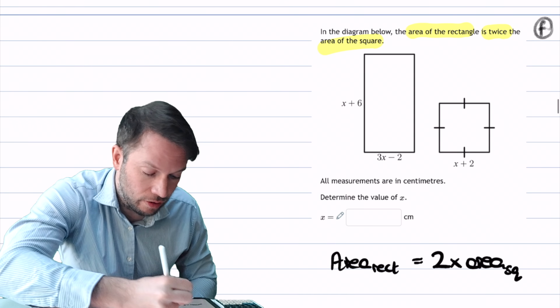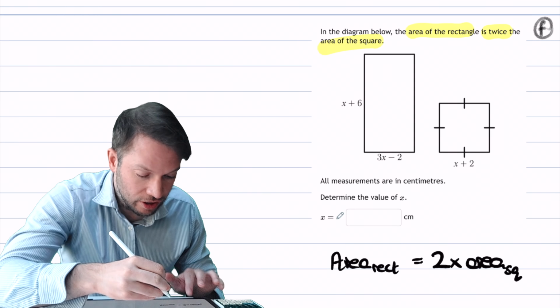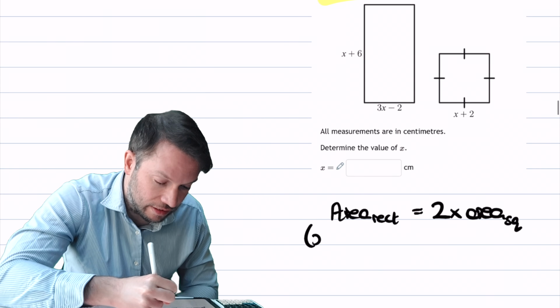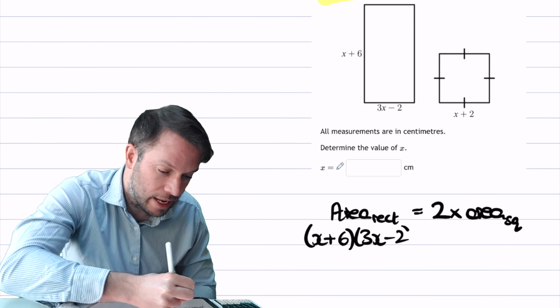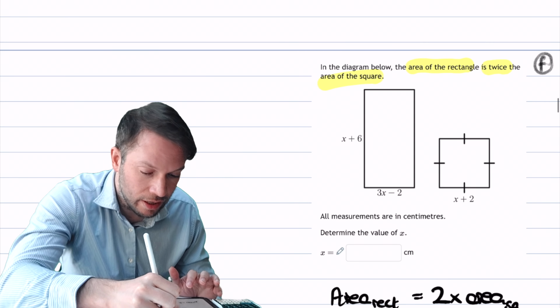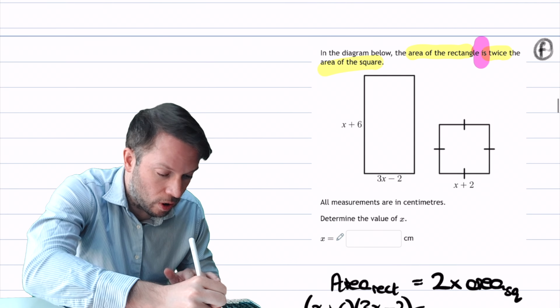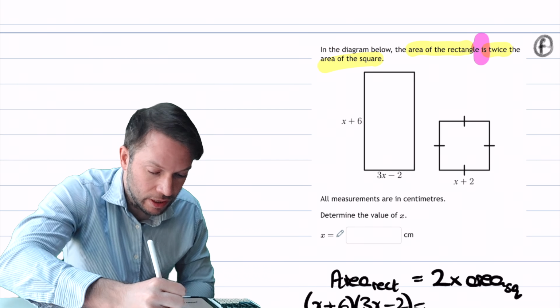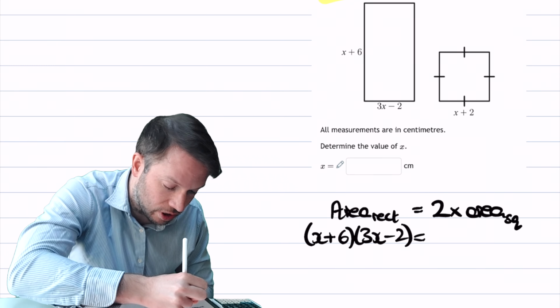Now, how would we find the area of a rectangle? Well, we would just do the width times the length, right? So we could just do the x plus 6 times the 3x minus 2, either way round. And it says that area equals twice the area of the square, so 2 times the area of the square.